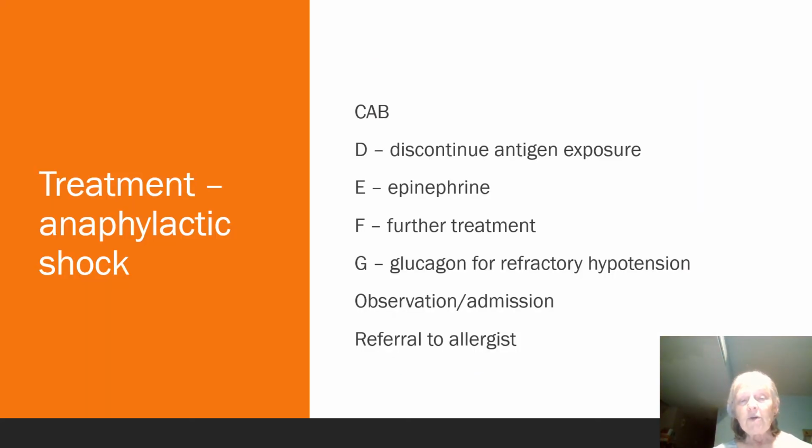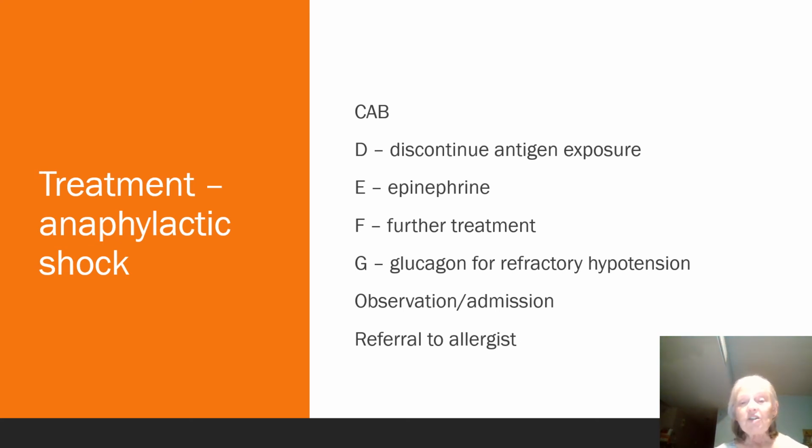So how are we going to treat you? We're going to go through the alphabet. Instead of ABC, we're going to go CAB. Discontinue whatever the exposure is. There's your epi, further treatment, glucagon for refractory hypotension.